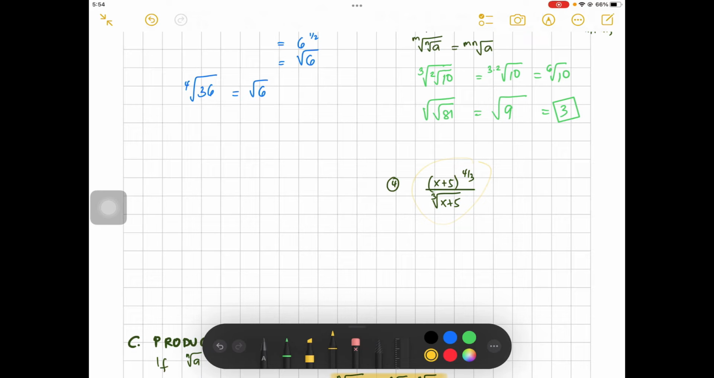Number 4. So, x plus 5 raised to 4 over 3, and then the cube root of the quantity x plus 5. So, our base here is x plus 5. First, we write them in such a way that x plus 5 is written using rational exponents. They have the same base, so we just subtract the exponents. So x plus 5, 4 thirds minus 1 third, that is 3 over 3. So it's just x plus 5.